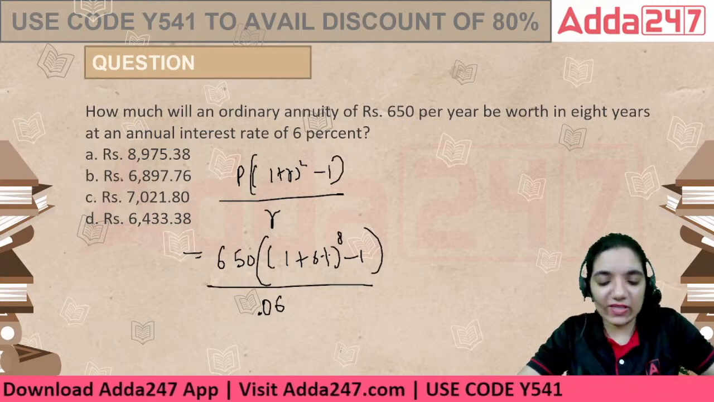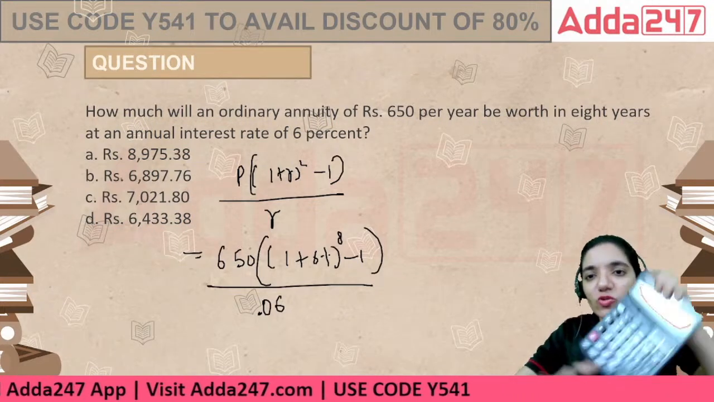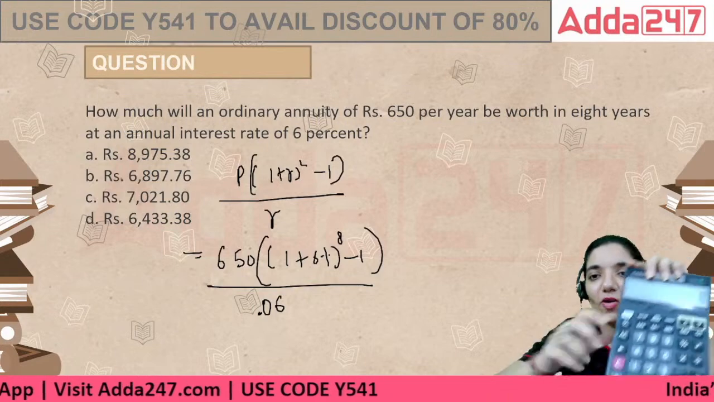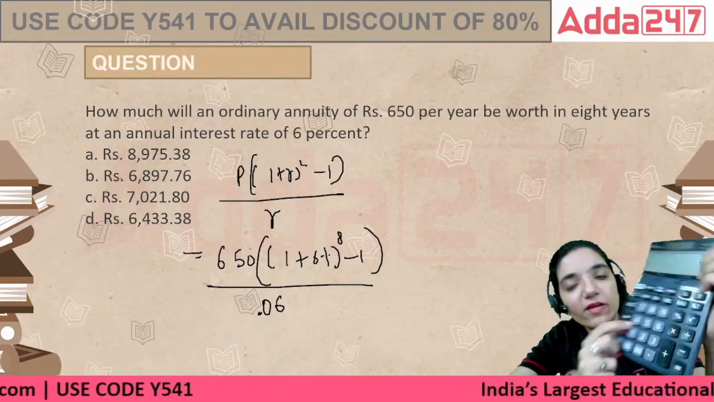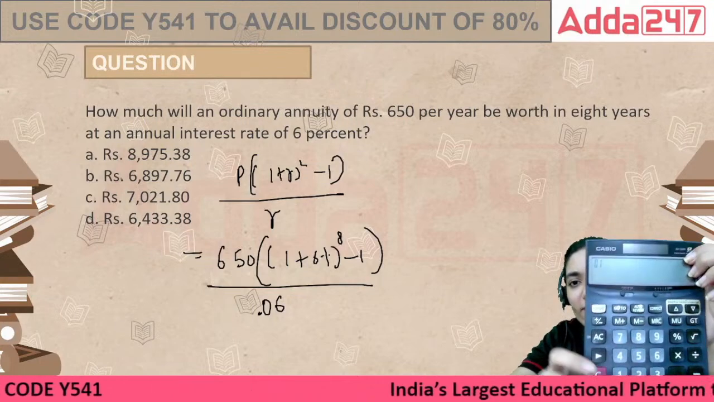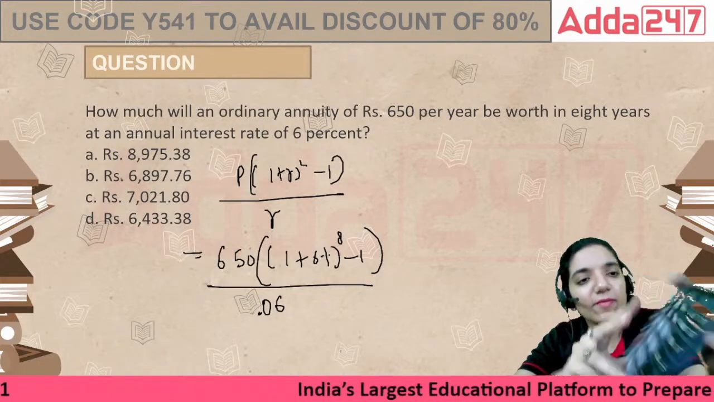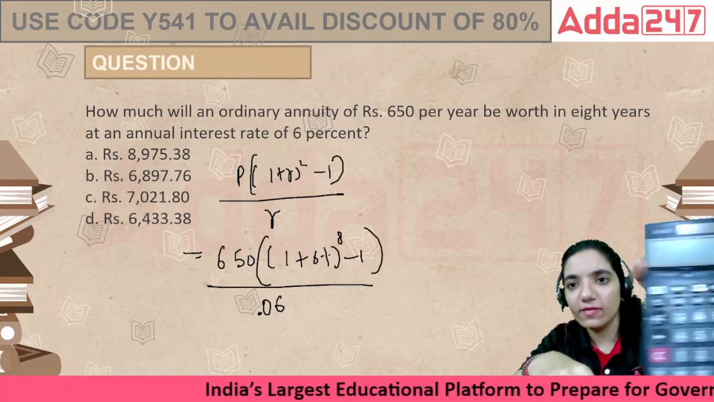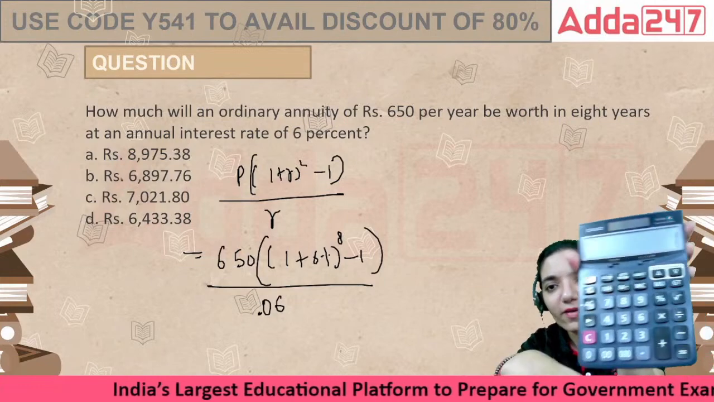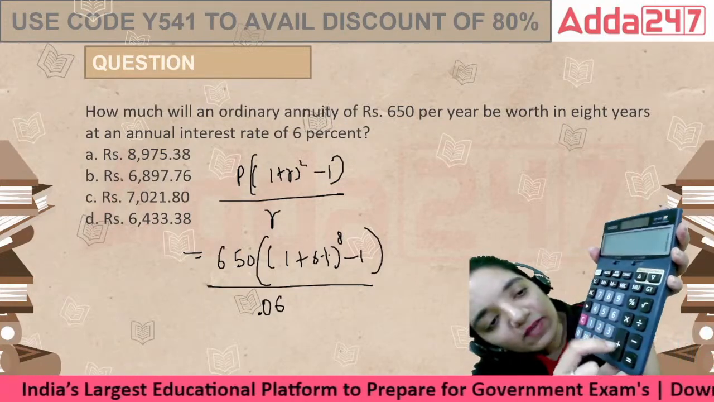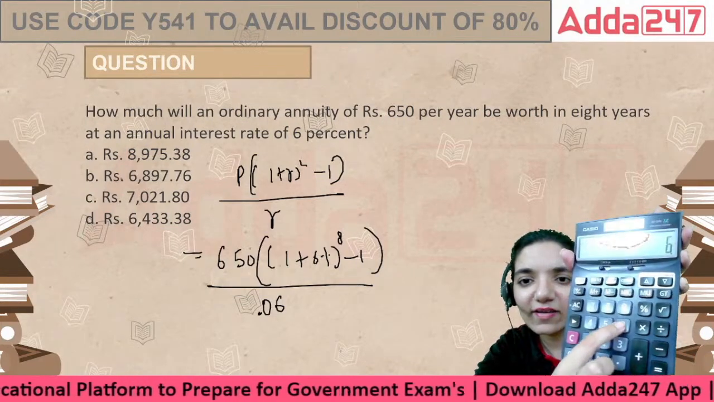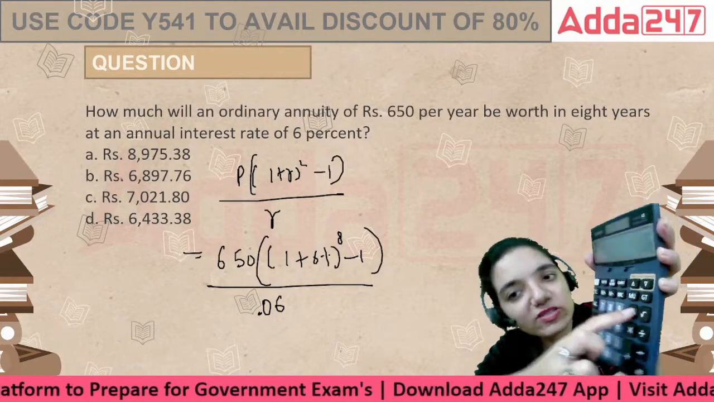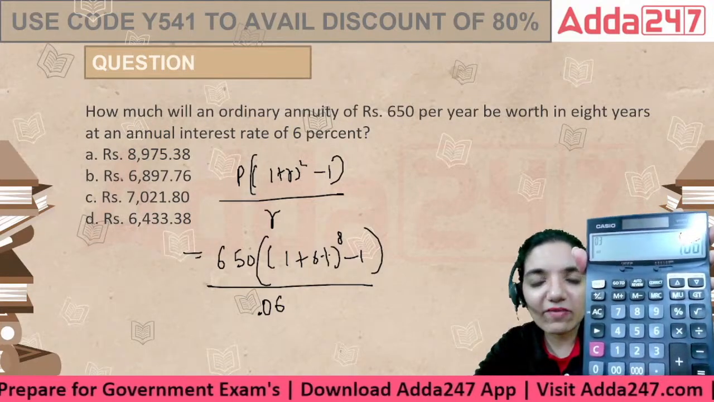Okay, so in this case, let me show it to you using a calculator. How can we deal with this particular point? It is 1 plus 6% now. So I'm typing 1, then plus, then 6%. So it is 1 plus 6%. We have added it up.